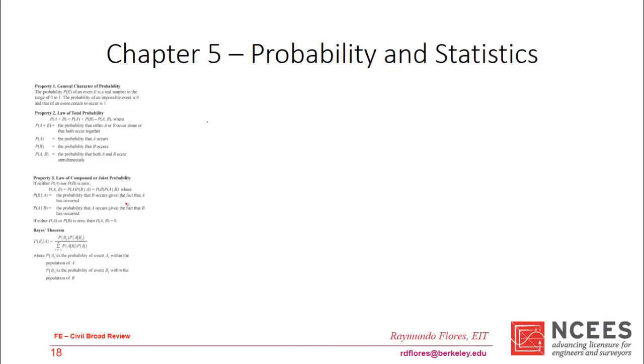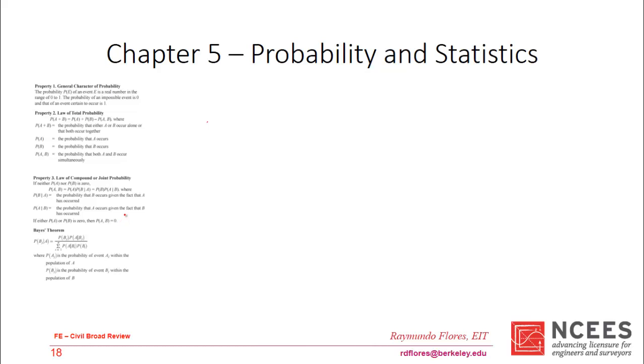Okay, anyway, so the next thing goes back to the same idea, but instead you have dependent events. Here it says law of compound or joint probability. If neither P of A nor P of B is zero, P of A and B is equal to P of A times P of B given A, which is equal to P of B times P of A given B.